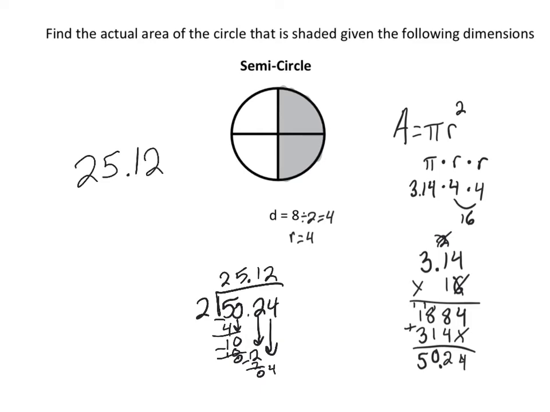25.12. Now, since there's no units such as feet, meters, any of that, we have to give it our own units. We can just call it units. Since we're finding area, it has to be squared. So that's why we have to give it units so we can square it. So our final answer would be 25.12 units squared.